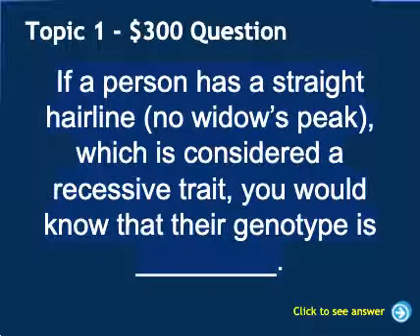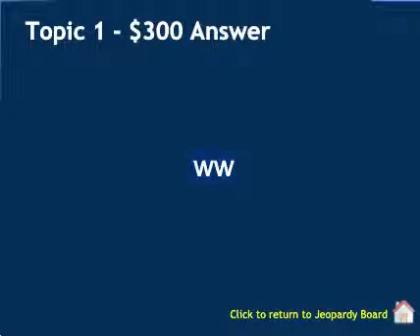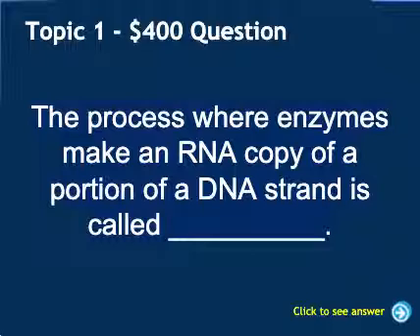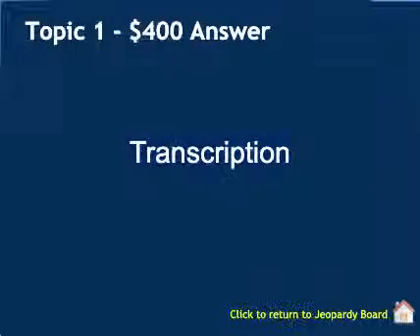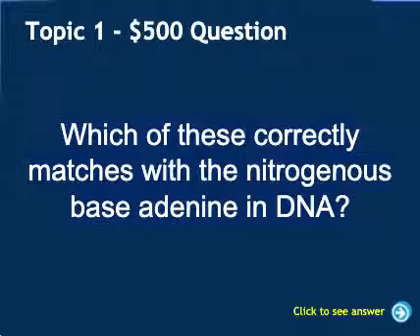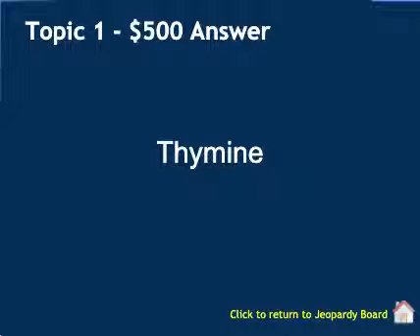If a person has a straight hairline, no widow's peak, which is considered a recessive trait, you would know that their genotype is WW. Little w, okay? That's important. All right, the process where enzymes make an RNA copy of a portion of a DNA strand is called transcription. Which of these correctly matches the nitrogenous base adenine in DNA? And adenine A always matches with T, thymine.